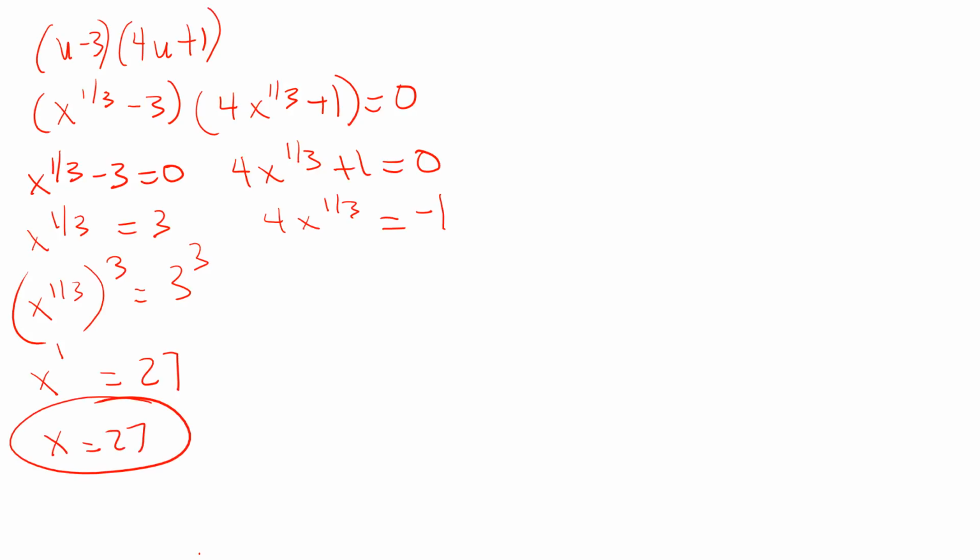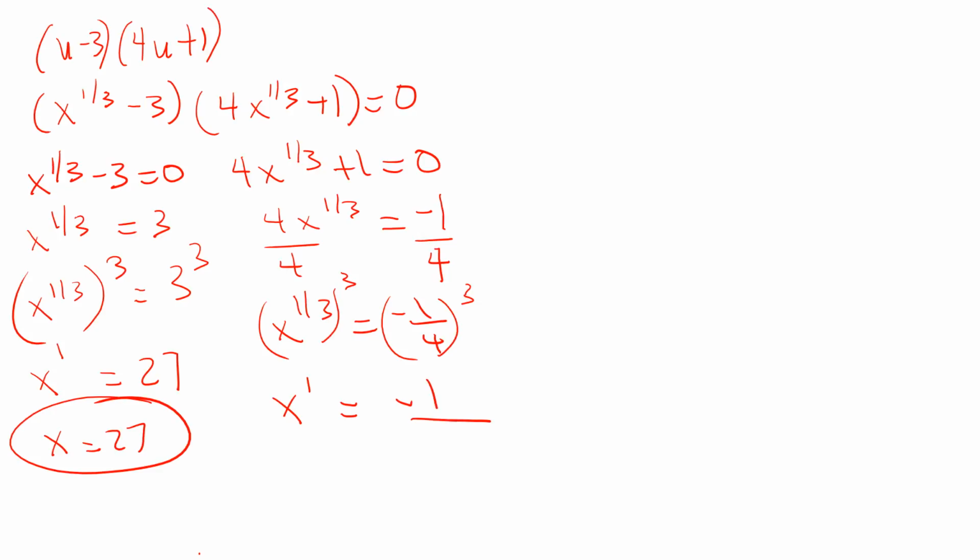Over here, I still need to divide by 4, so I have x to the 1/3 power equals negative 1/4. I'm going to do the same thing and raise both sides to the 3rd power. So 1/3 times 3 becomes x to the 1st again. Negative 1 to the 3rd power is negative 1 times negative 1 times negative 1, which is negative 1. And 4 to the 3rd power: 4 times 4 is 16, 16 times 4 is 64. So my other answer is x equals negative 1/64.